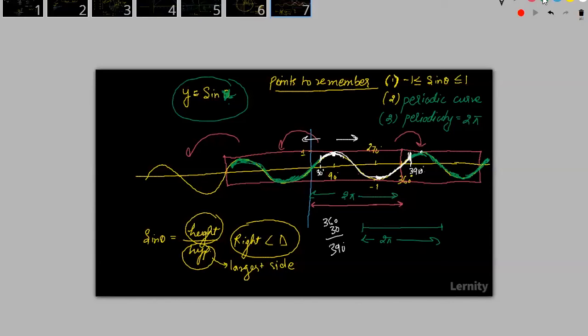So just start, take one point, move 360. That is the periodicity. Periodicity means that if you start moving, you will again come back to the same point. Okay. Now the third point was periodicity is 2 pi. Now the fourth point, let's write it down here.